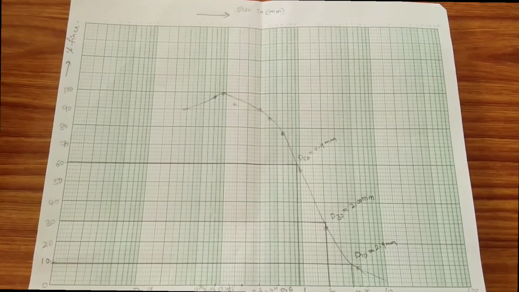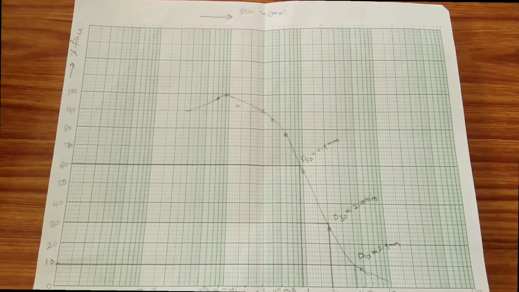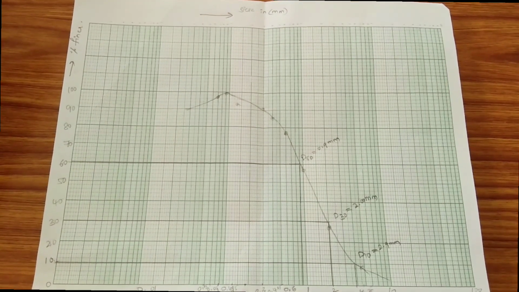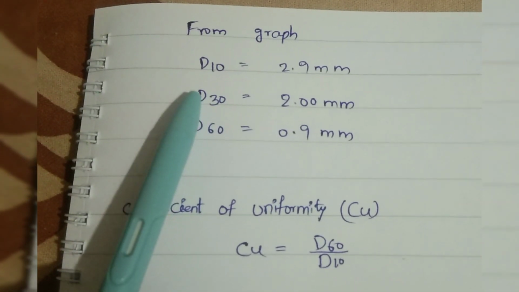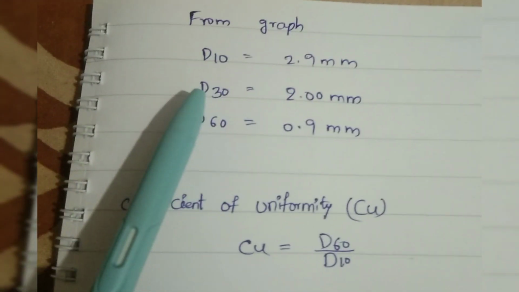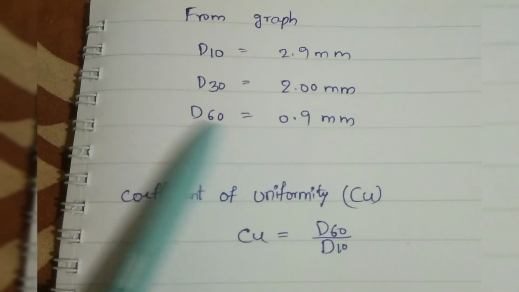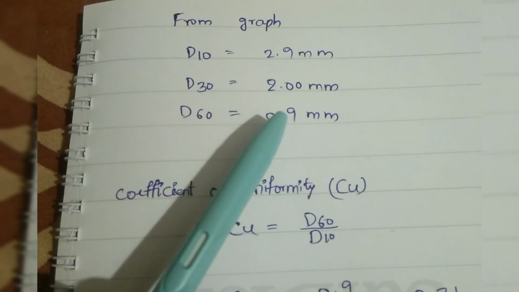So this is the graph. From this graph we have to find out the type of the soil, the classification of the soil. Here take Cu, and from the graph we get the values D10, D30 and D60. D10 is 2.9 mm, D30 is 2 mm, D60 is 0.9 mm. These values are from the graph only.